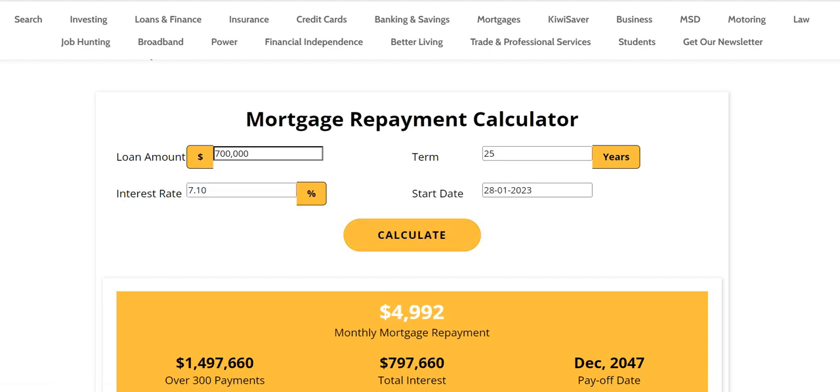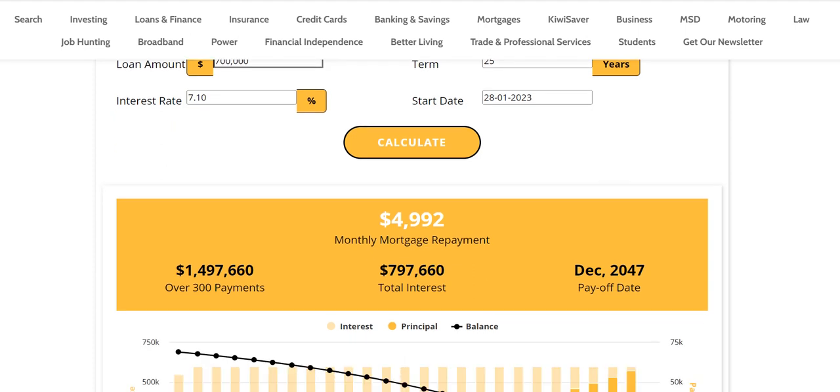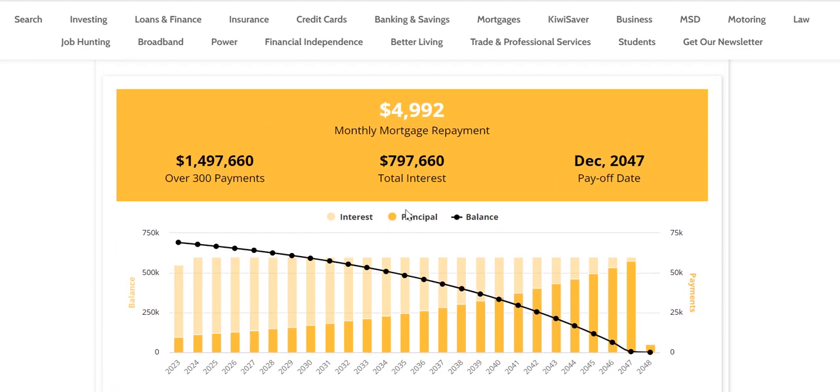What you can see there is that my monthly mortgage repayment is going to be $4,992, and then my payoff date based on 25 years from the sample date in 2023, that's going to be December 2047, which is sounding quite depressing, but it is much easier to see what this means over time.